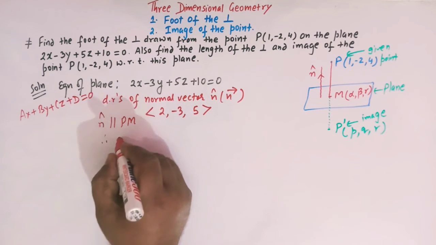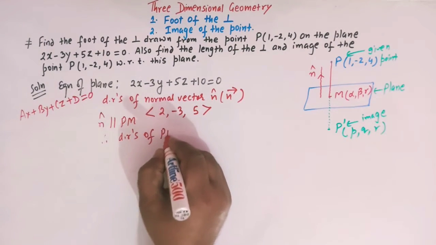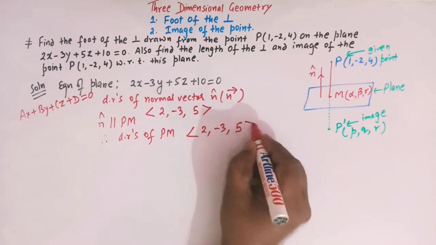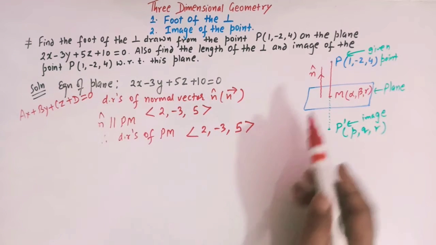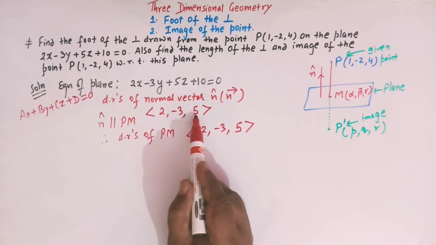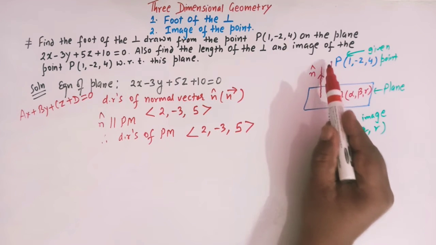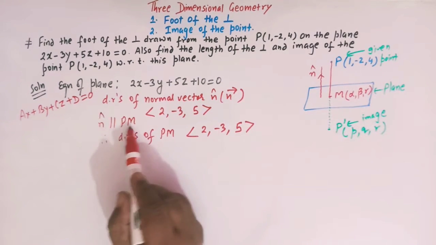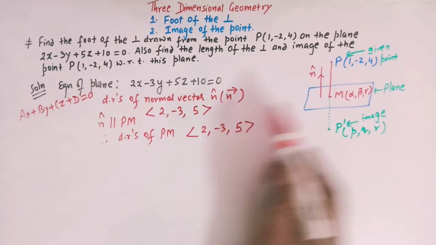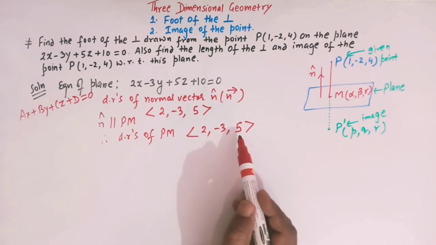So here we can take the DRs of this line PM. DRs of PM can also be taken as 2, -3 and 5. So what we have done here: the DRs of this vector n cap are 2, -3, 5. PM is perpendicular to this plane, and this normal vector is parallel to PM. So when two vectors are parallel, then their DRs are either equal or proportional. So we may take the DRs of this perpendicular PM as 2, -3 and 5.